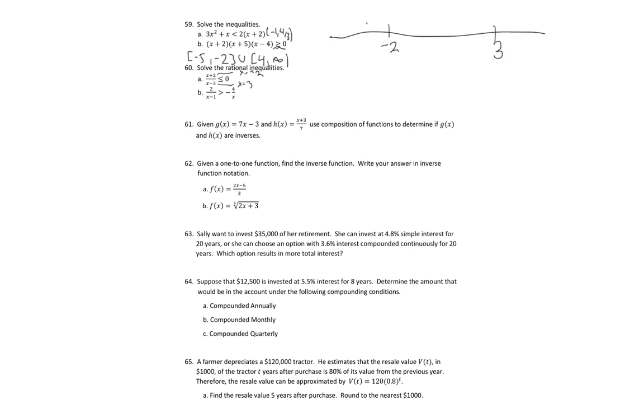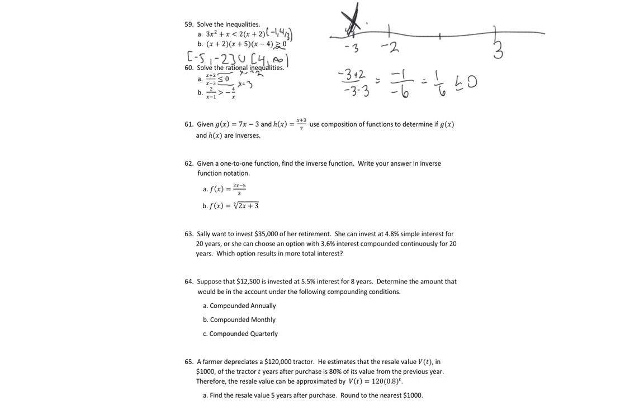I'm going to take one spot to the left, in the middle, and to the right to see if that's true. So let's try minus 3. Minus 3 plus 2 over minus 3 minus 3 is negative 1 over negative 6, which is 1/6. It needs to be below 0, and that's not true. So that section's not going to work.